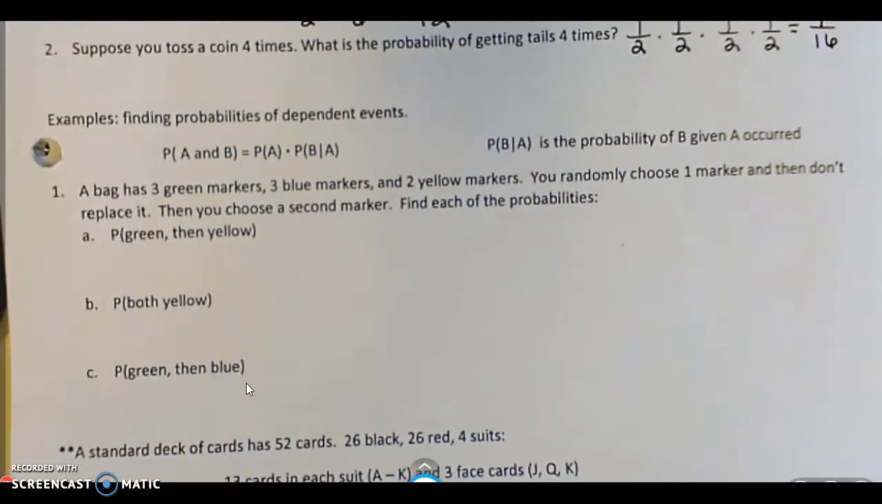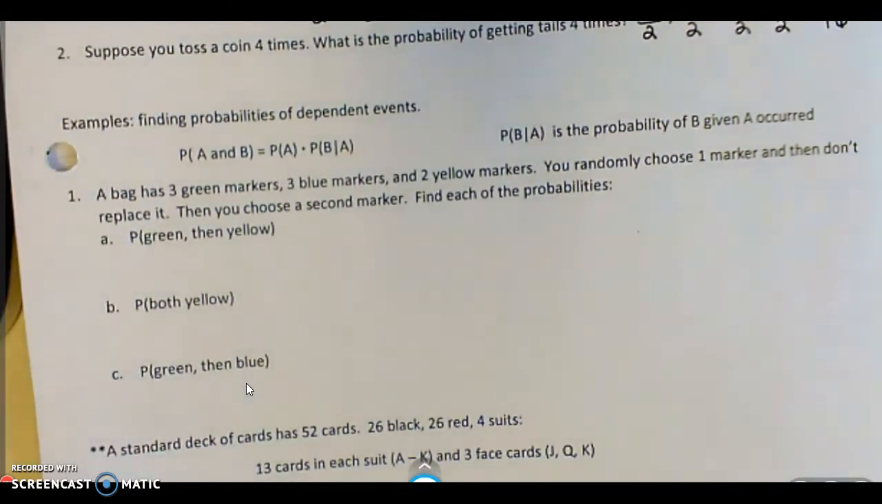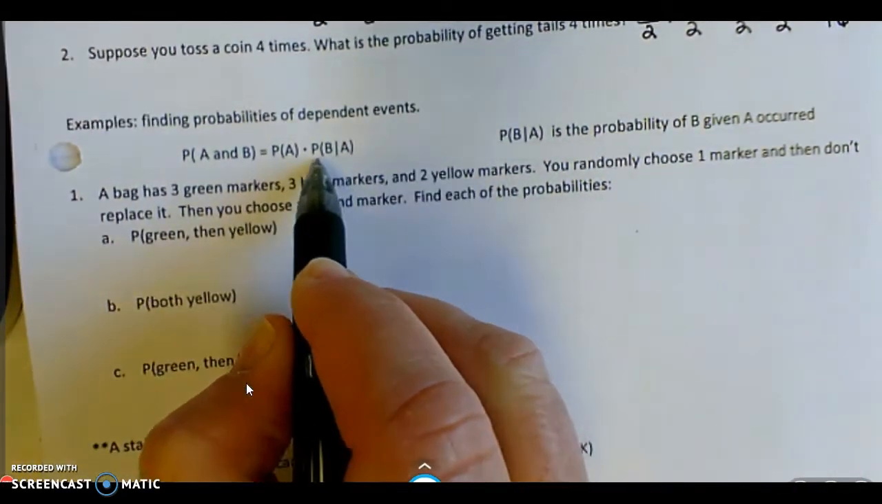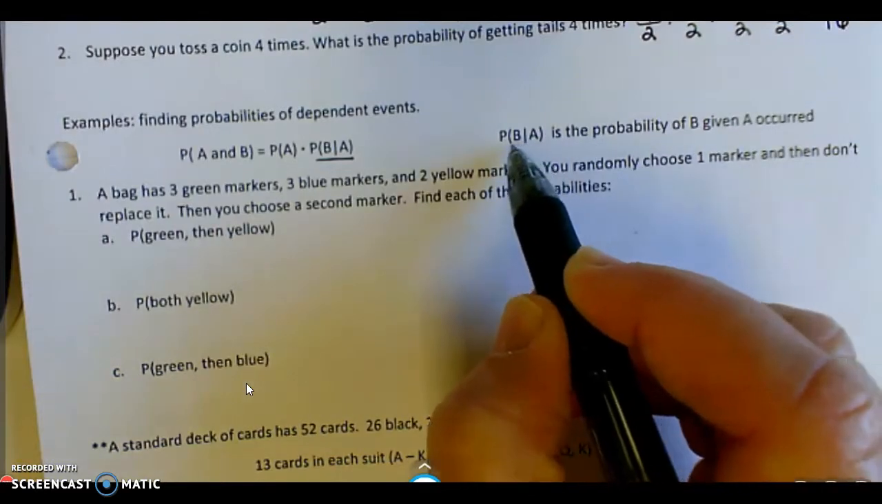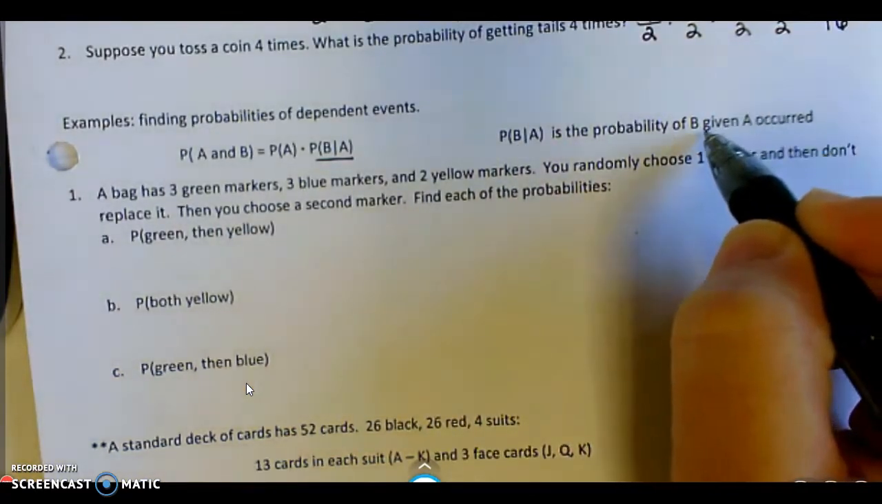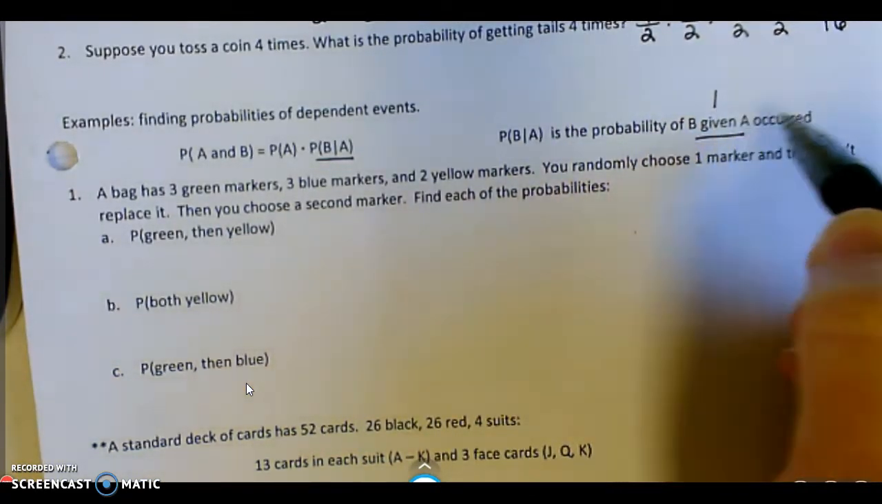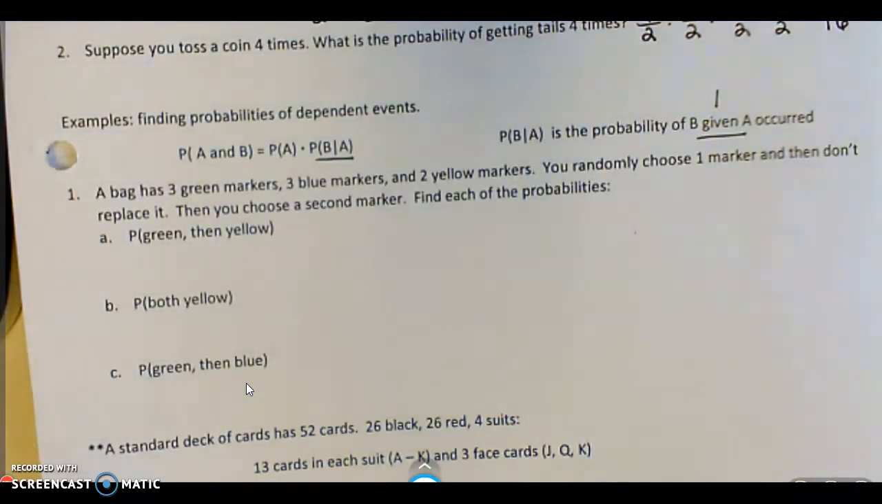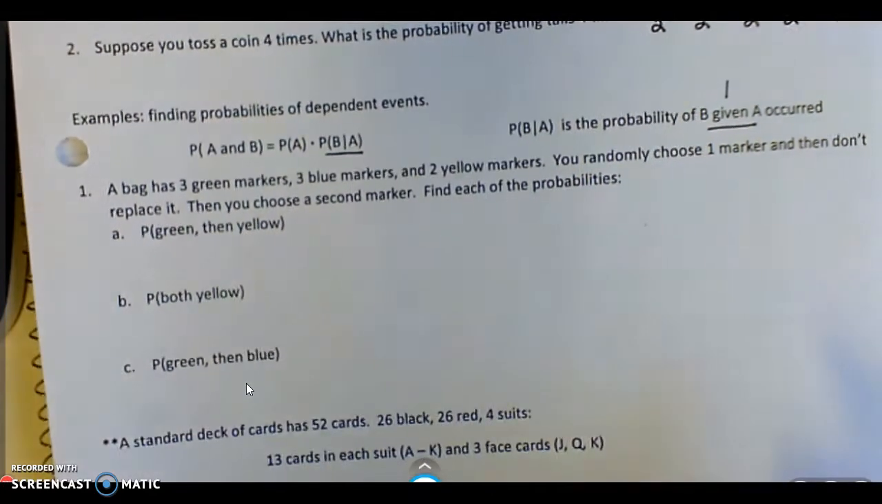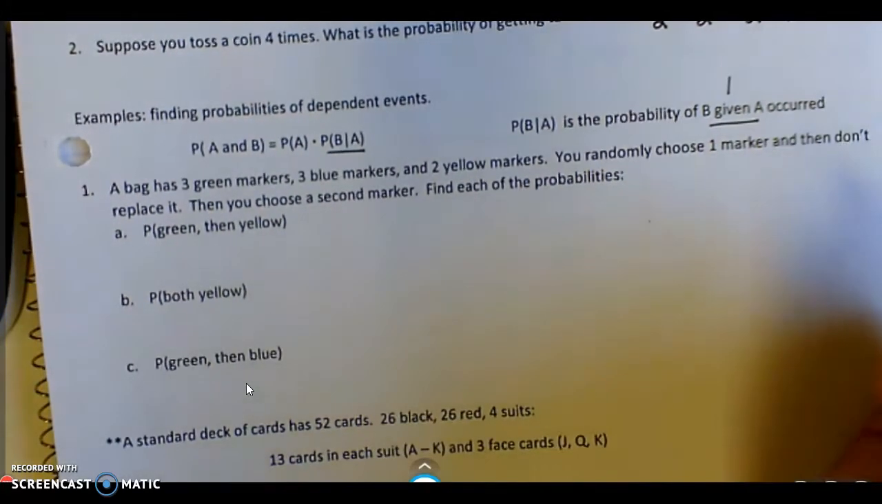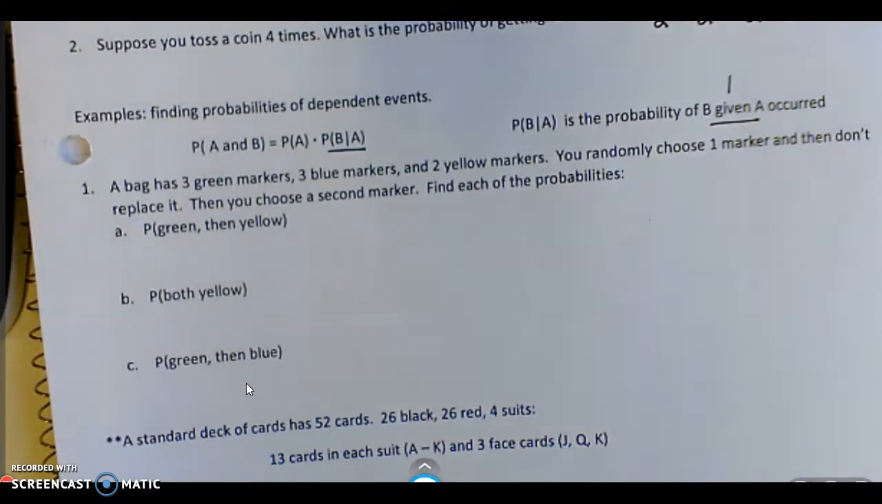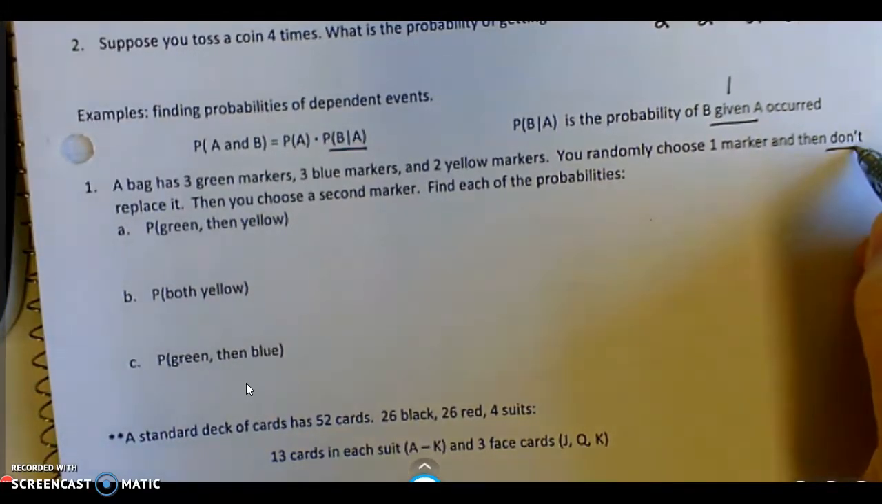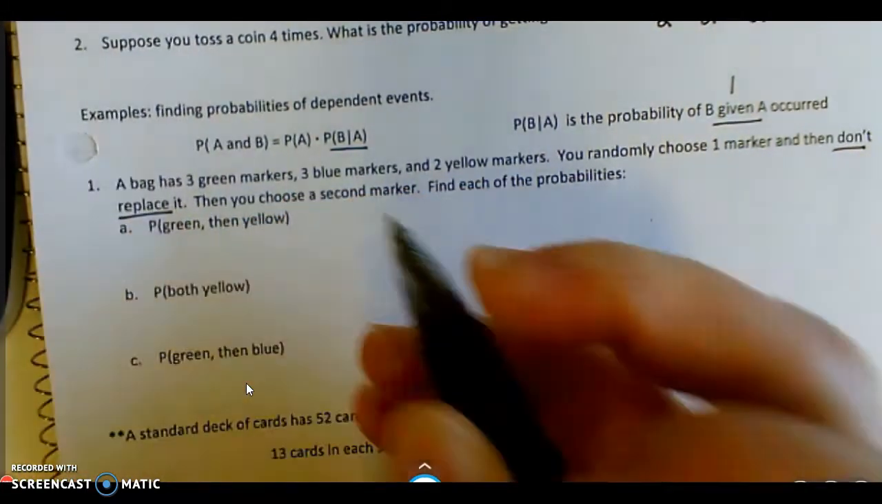Alright, dependent events. So I told you it's still multiplying, but you have to think about the probability of B given A. That's what this is standing for. That little line there stands for given. And this means you're finding the probability of the second thing, knowing that the first thing happened. So looking at these, let's talk about it. And I told you that most of the time it's without replacement. And so that's why it says don't replace.